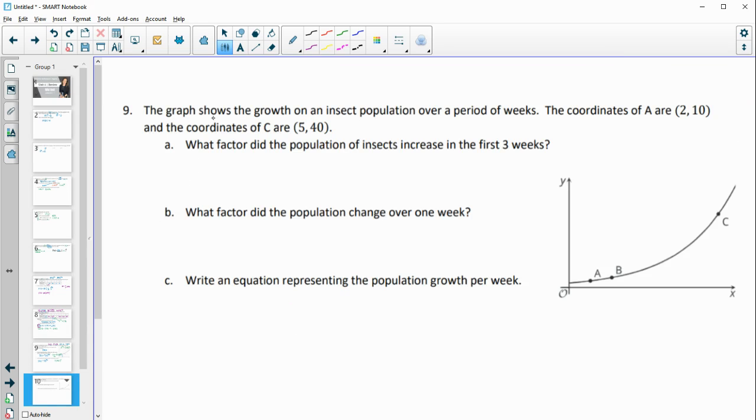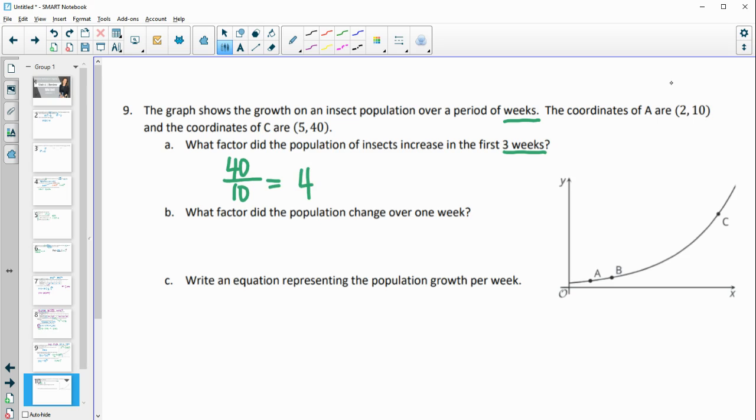Number 10, the graph shows the growth of an insect population over a period of weeks. The coordinates of A are (2, 10) and C is (5, 40). By what factor did the population of insects increase in the first 3 weeks? So from 2 to 5, by what factor did they increase? Then we would take 40 divided by 10, and we get that they increased by a factor of 4 in those first 3 weeks.